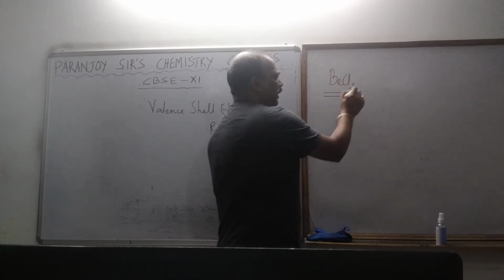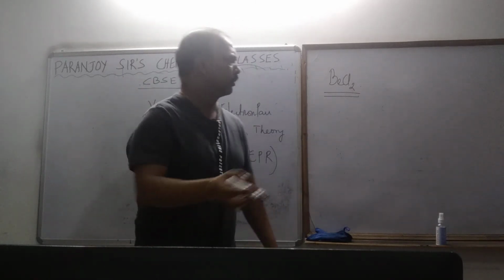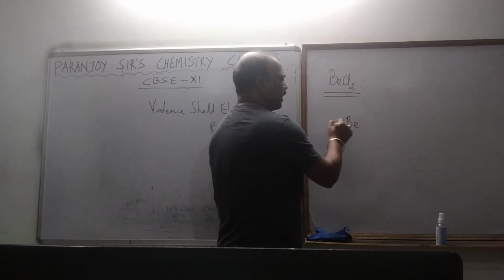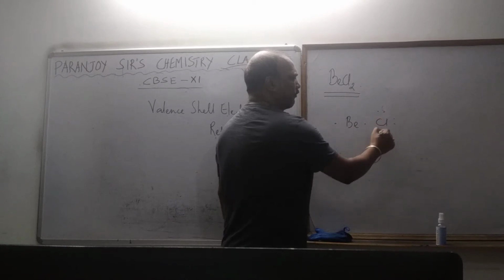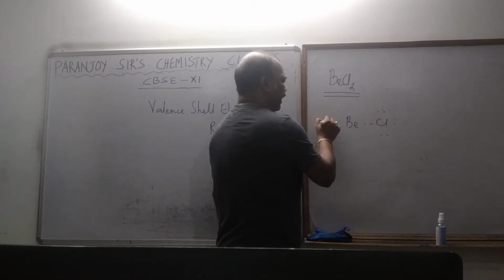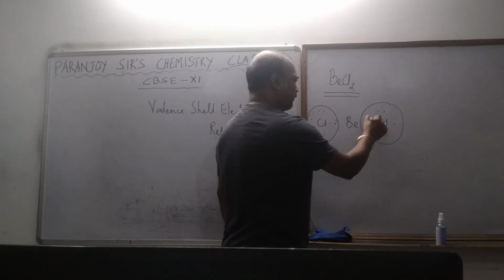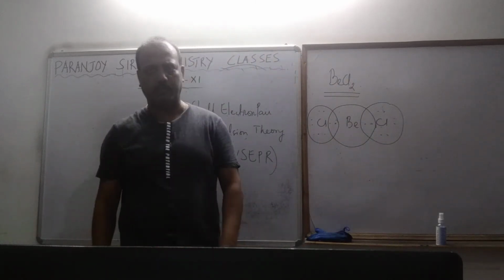Okay, all of you know the Lewis dot structure of BeCl2. Let me draw it. Be has 2 valence electrons. Cl has 1, 2, 3, 4, 5, 6 and 7. Another Cl has 1, 2, 3, 4, 5, 6 and 7. So each Cl will have 8 electrons, but beryllium will have how many electrons? 4 electrons, right? 2 pairs of electrons.